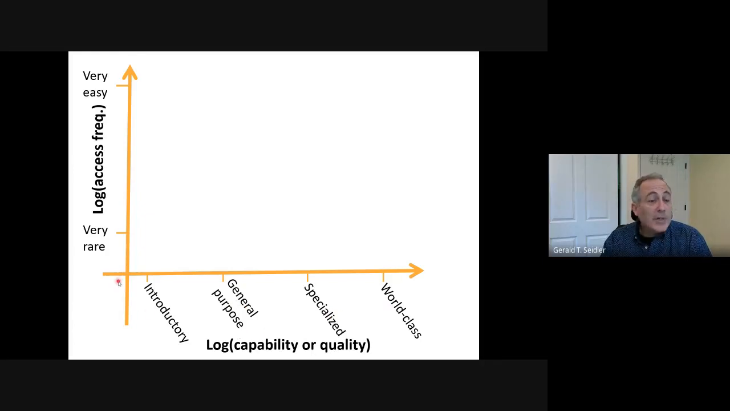And unfortunately for us, the vertical axis, which is how often can you get access to an instrument, is also logarithmic, spanning many orders of magnitude between you'll very rarely be allowed to use world-class equipment, but maybe you'd very easily be allowed to use introductory equipment.